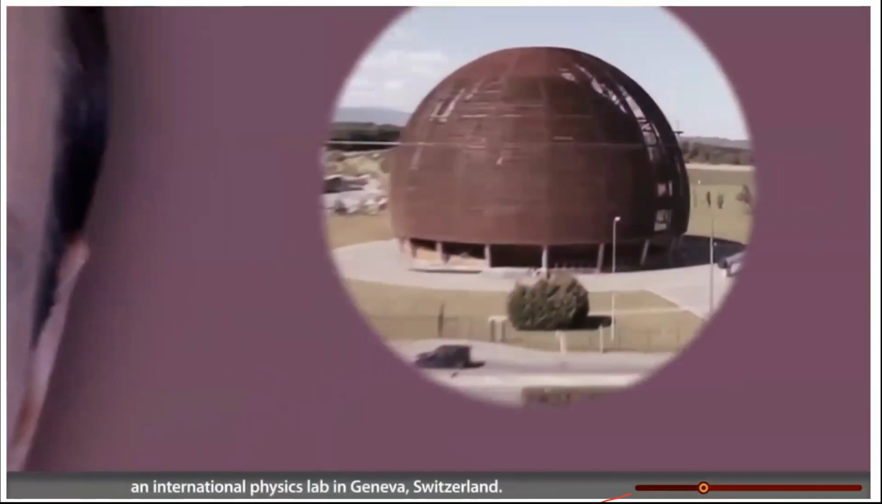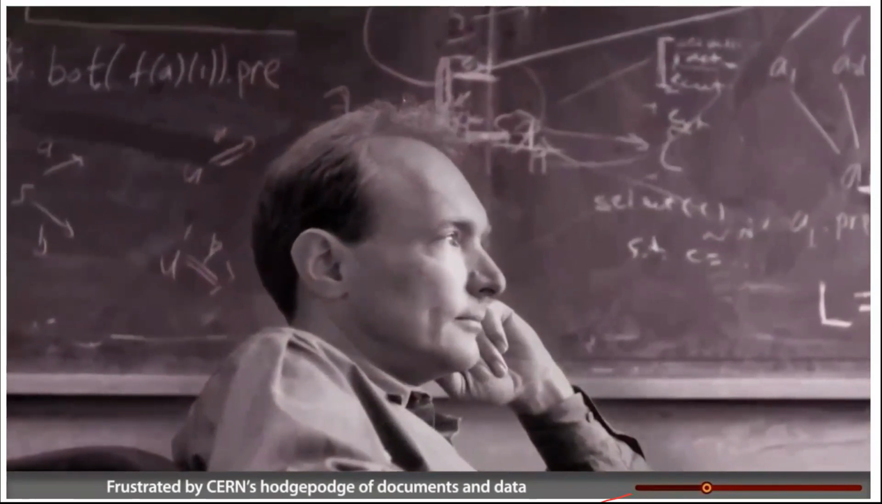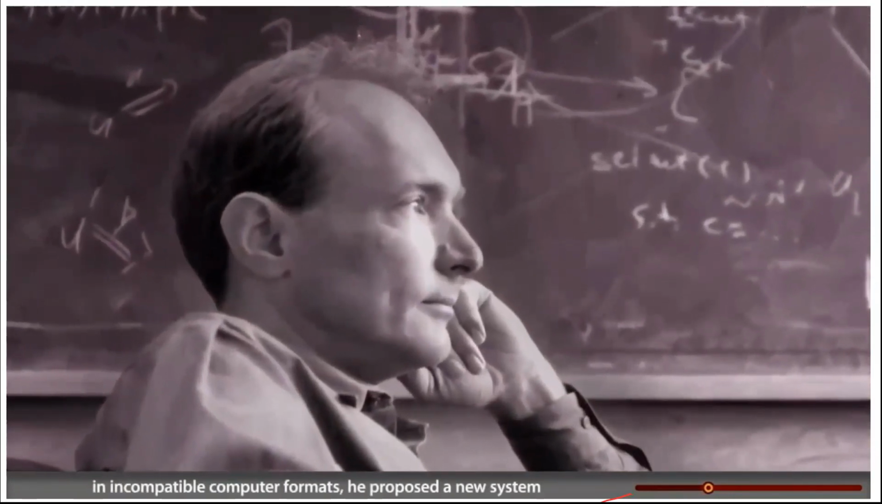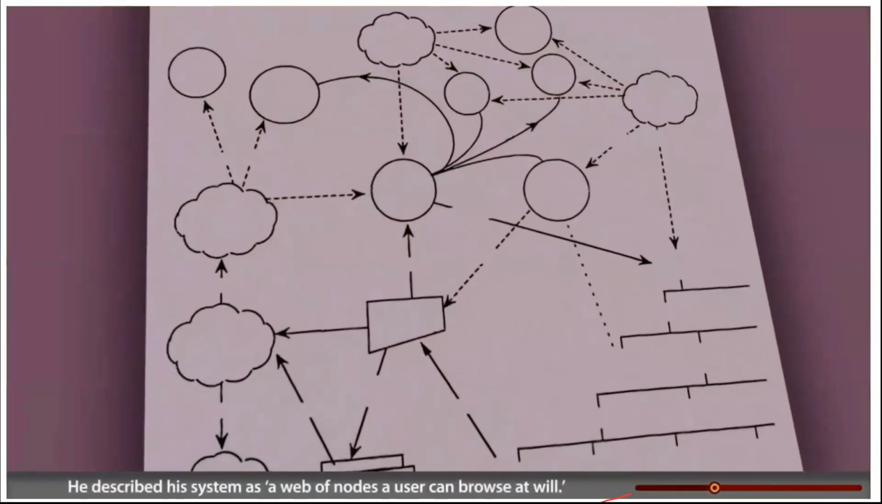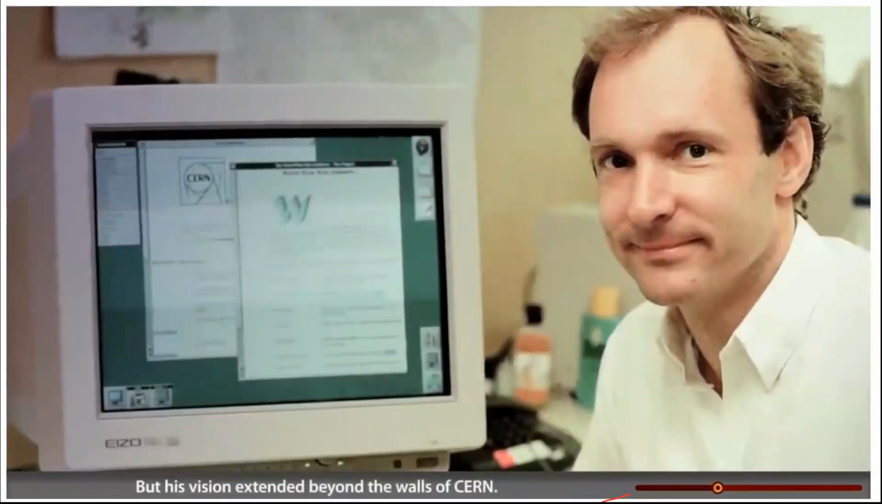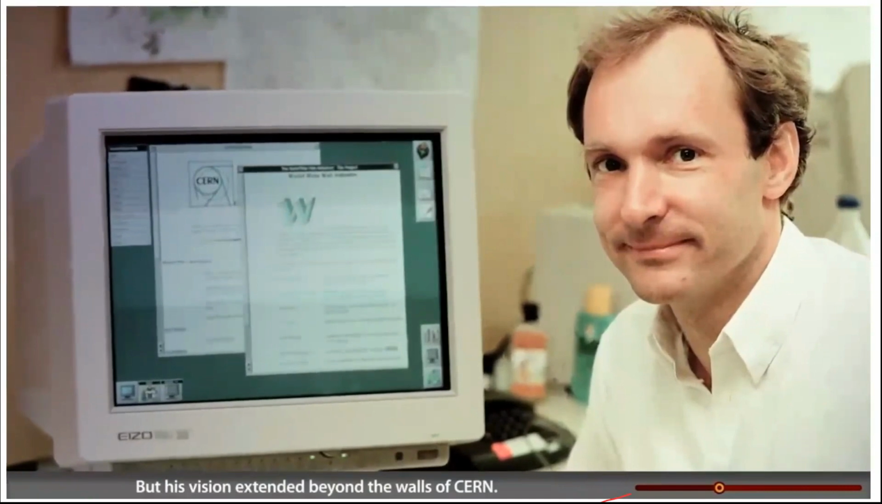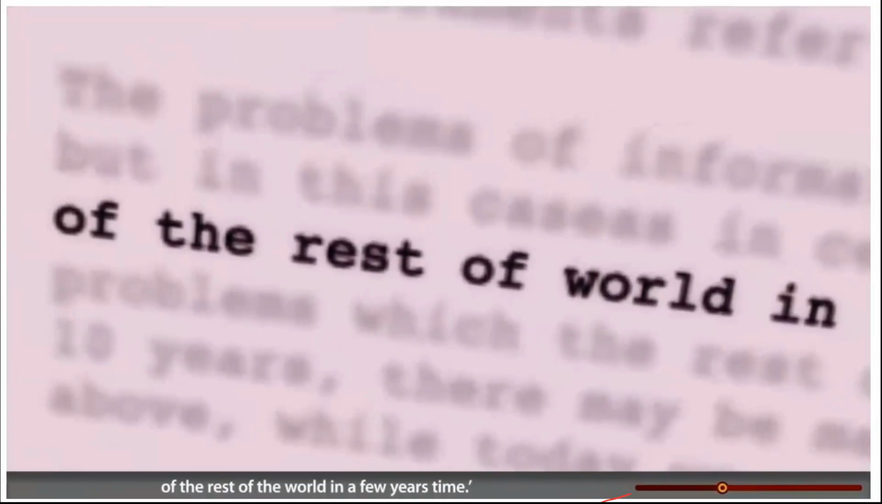One of these experiments was developed by British programmer and physicist Tim Berners-Lee at CERN, an international physics lab in Geneva, Switzerland. Frustrated by CERN's hodgepodge of documents and data in incompatible computer formats, he proposed a new system to share, track, link, and edit documents, regardless of what computers or programs were used to create them. He described his system as a web of nodes a user can browse at will. But his vision extended beyond the walls of CERN. Berners-Lee wrote, "CERN is a model in miniature of the rest of the world in a few years' time."